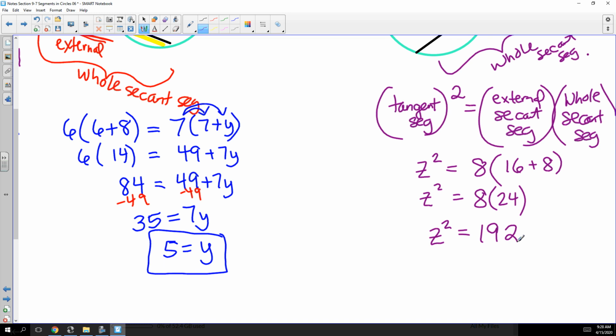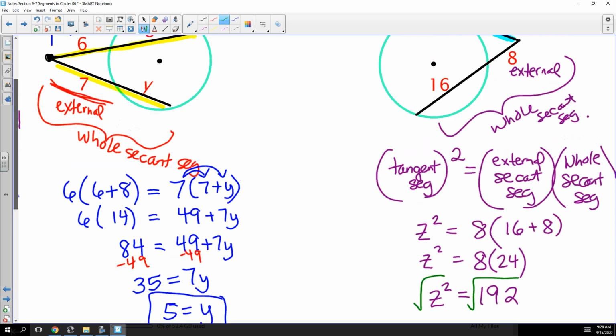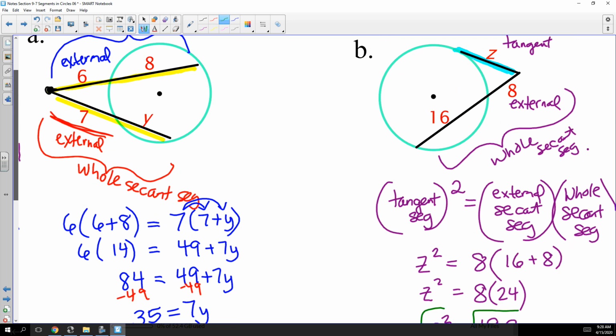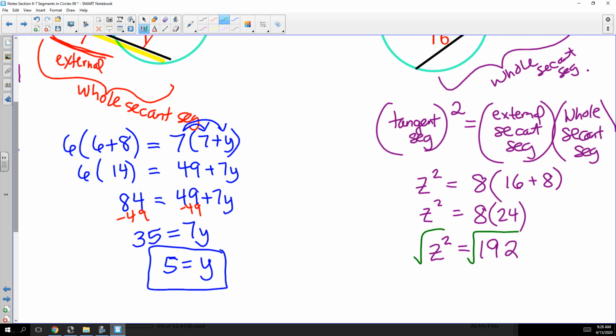192 is not a perfect square. So you could break that down if you choose to do so. But since we're already asked to just round it to the nearest tenth, let's just go ahead and take the square root of 192. And that's approximately 13.8. And now you've got the value of z.